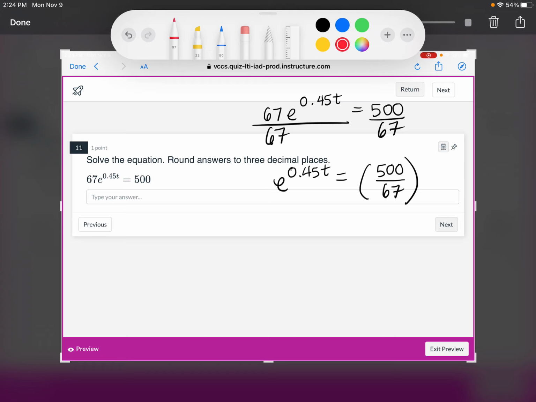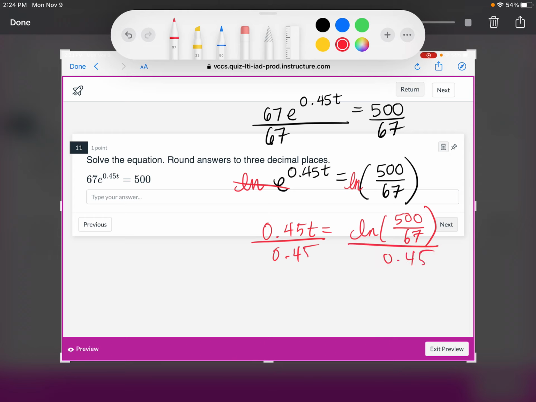All right, now then take the natural log of both sides. Then I'll get 0.45t equals natural log of 500 over 67. Divide both sides by 0.45. And that is the answer. T equals that. Our job is to type that in and evaluate it. Okay?